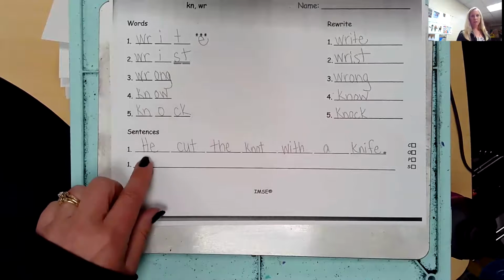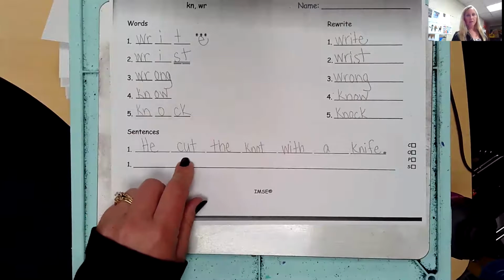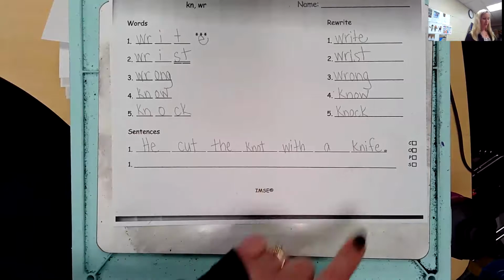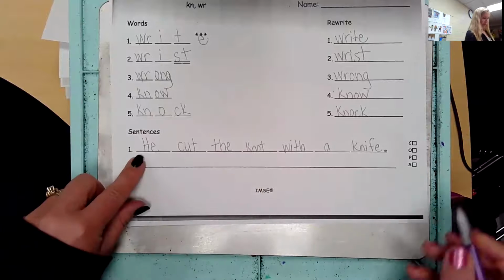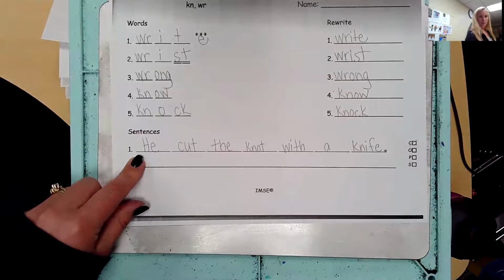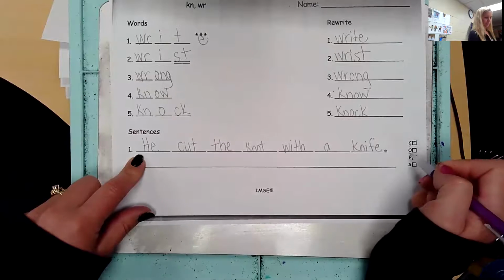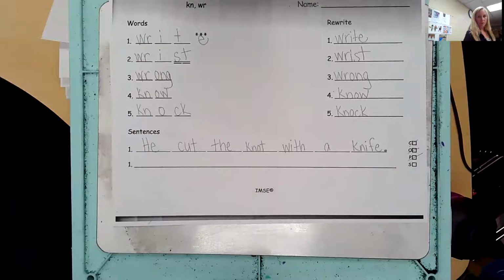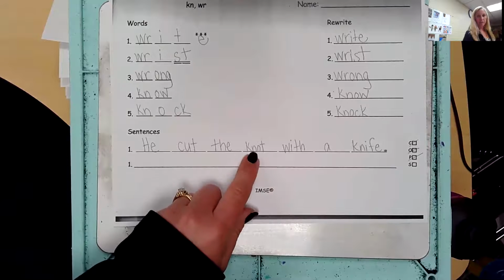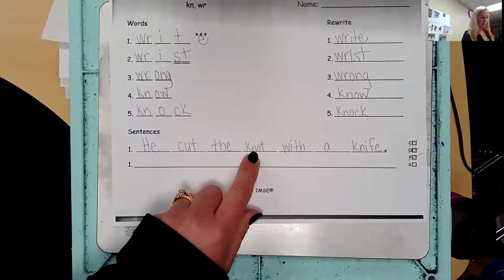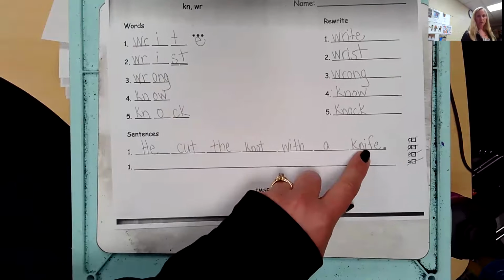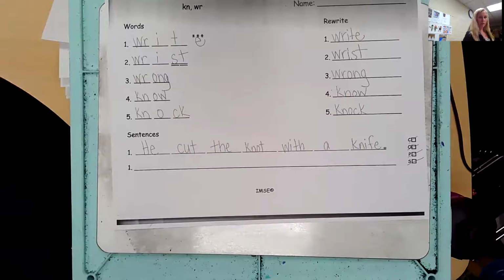Okay, let's check. He cut the knot with a knife. Make sure you check that work. Do you have a capital? Did you use good handwriting and spacing? Punctuation at the end? And are all of your words spelled correctly? Specifically, you need to make sure you check that word knot and that word knife. Okay, if yours is correct, let's rewrite it on the rewrite line.